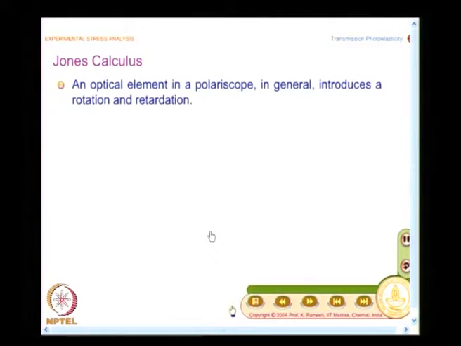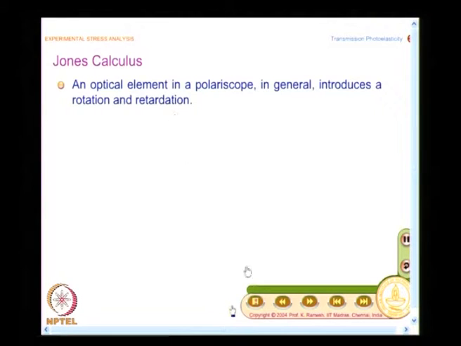And this is known as Jones calculus. And what is Jones calculus? We will have to understand first of all that an optical element in a polariscope in general introduces a rotation and a retardation.